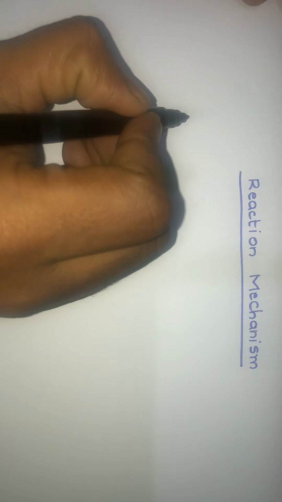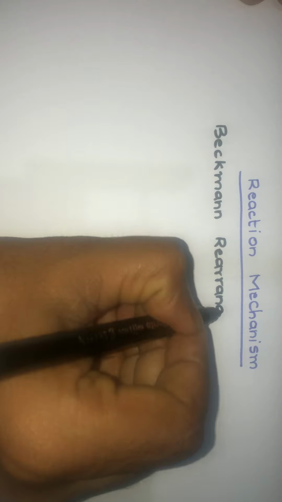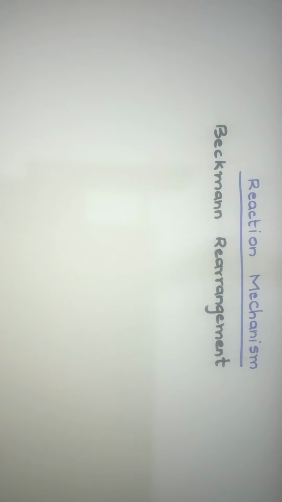The first rearrangement that we are going to discuss is Beckmann rearrangement. We'll see what this Beckmann rearrangement is and actually how it takes place. Okay. This rearrangement involves ketoximes. Okay. So this is a rearrangement of ketoximes into N substituted amides catalyzed by acids.